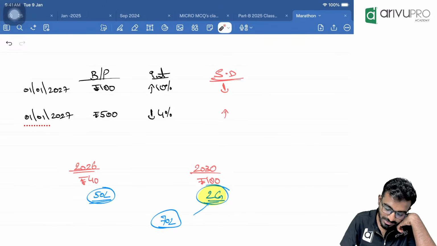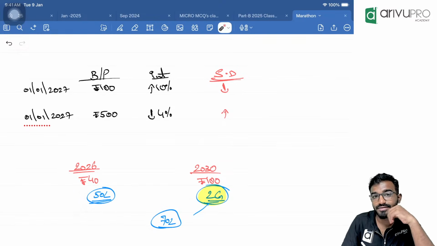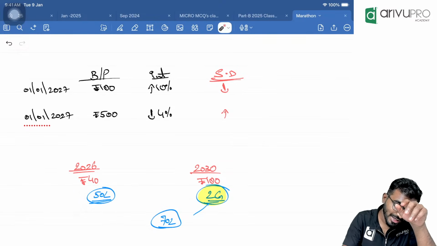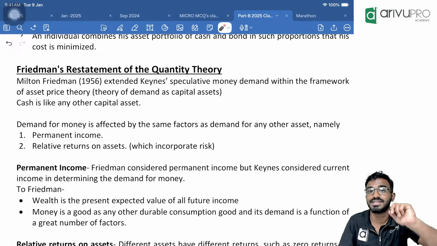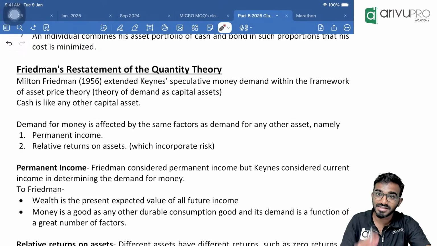Suppose this present value is 40 lakh, but presently you're buying it for 50 lakh, not a good investment. So like this, Milton Friedman considered the present value of future income. But Keynes considered just the present income. That is the main difference here.